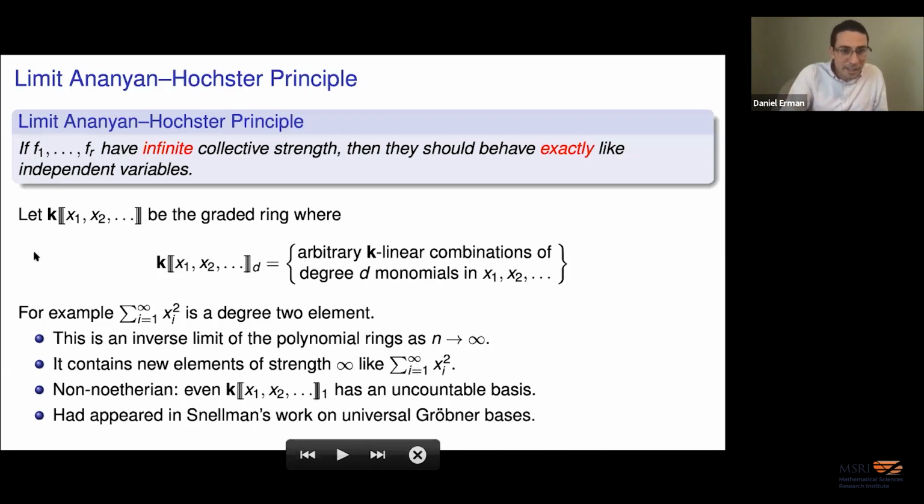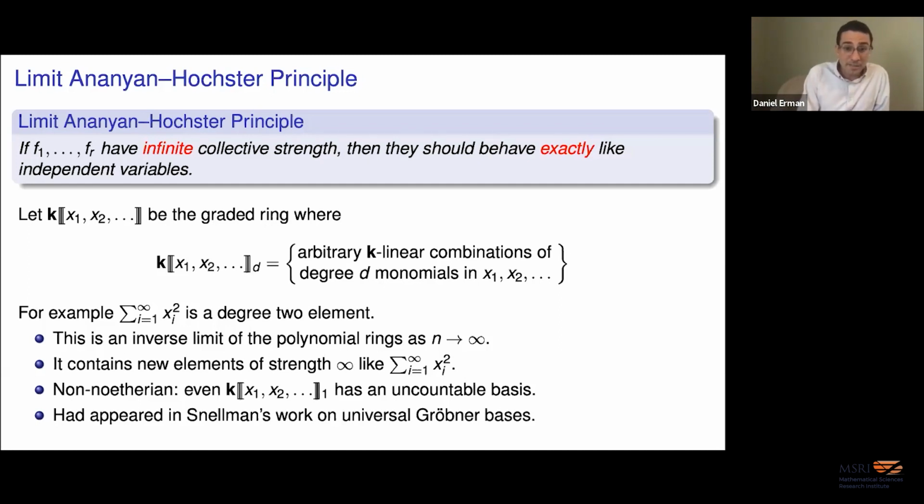So I'll define this funny looking ring to be the graded ring where the degree d elements are arbitrary combinations of monomials in the x_i. I think this is best understood by an example. Sum x_i squared for i equals 1 to infinity is allowed. We allow infinite power series, but all the terms need to have the same degree. So this is an inverse limit of polynomial rings, where the surjections in the system kill the last variable, and then you take the inverse limit in the category of graded rings. So it's an inverse limit of polynomial rings in an appropriate sense.